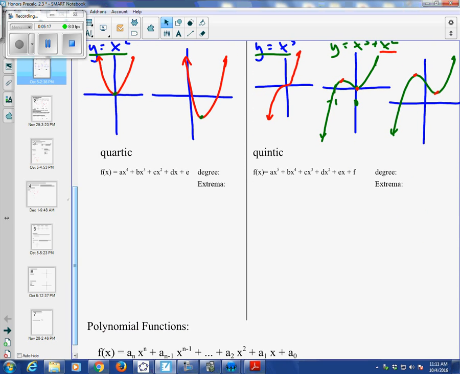For a quartic, right, we would say that we have a degree of 4, right, and that's going to give us at most 3 extrema. Our most basic case is going to be y equals x to the 4th. And right here, if we graph this guy, we basically look like a flattened out parabola.